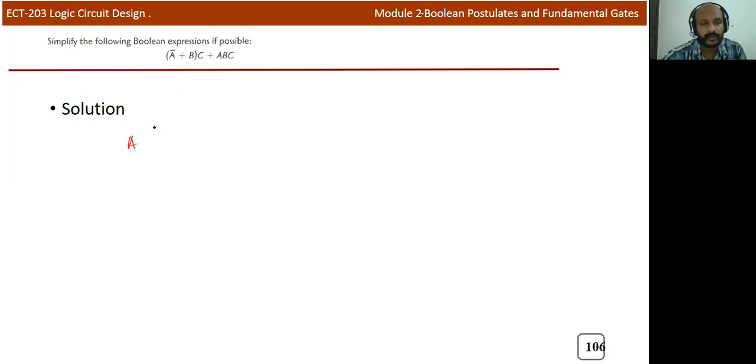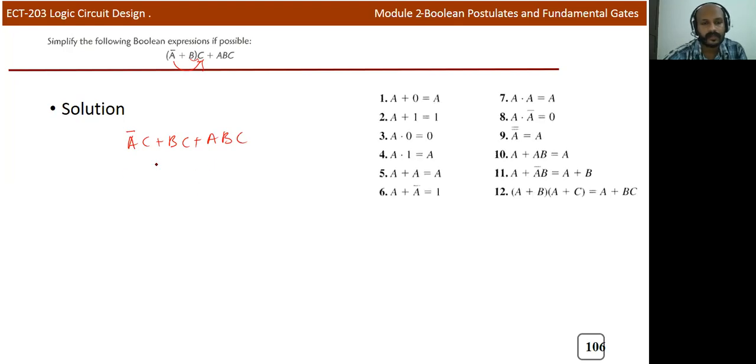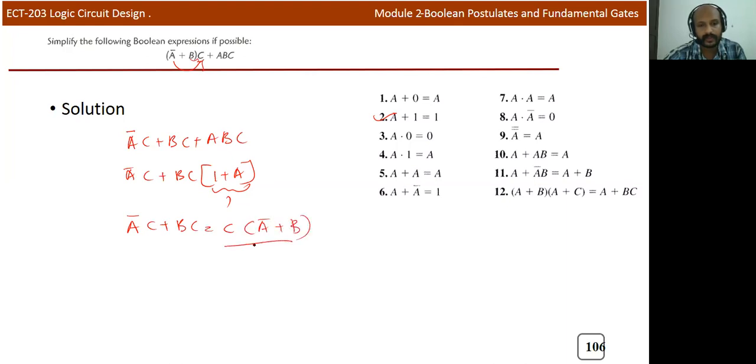So we can multiply here by bc also. So a bar c plus bc plus abc. If you take this bc as a common term, it becomes 1 plus a. So again by rule 2, you can reduce this to 1. So it becomes a bar c plus bc, or you can write c as a common term, so it becomes a bar b. Okay, this is another way of simplification.